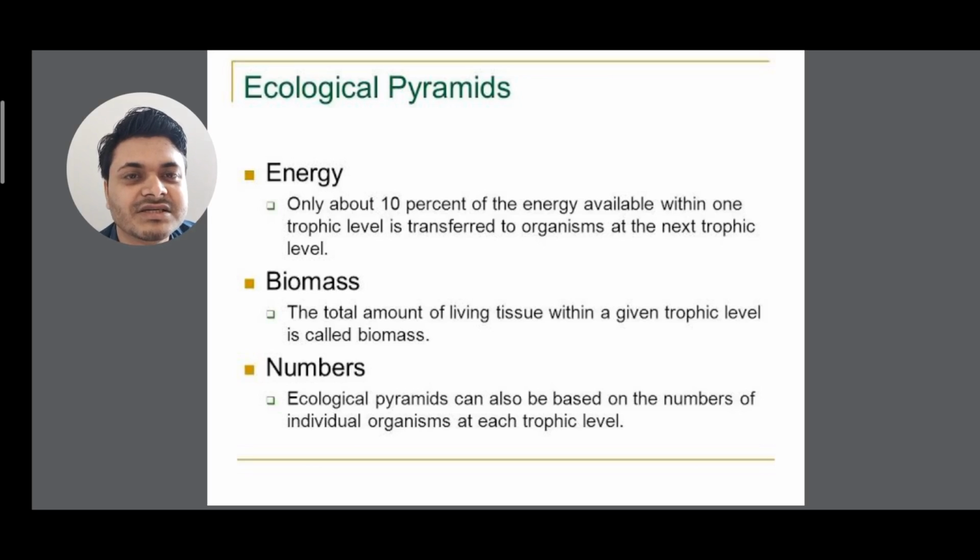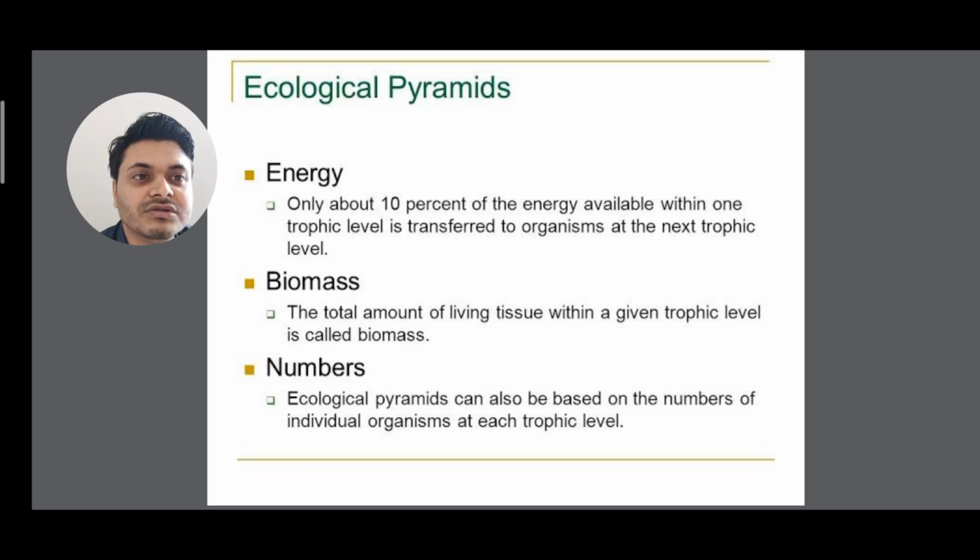And in the pyramid of biomass they are focusing on the mass, isn't it? The total amount of living tissue within a given trophic level is called biomass. This one they have discarded. And one more is the pyramid of number. The first one is based on energy, the second one is based on mass, and the third one is based on the number of individuals. Like, what is the pyramid of number?